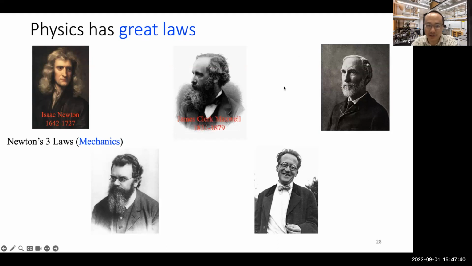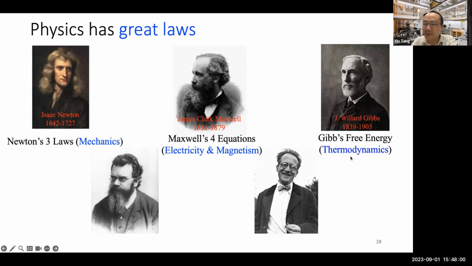Second one is Maxwell. He developed Maxwell's four equations: electricity and magnetism. Okay. Do you know who the third one is? Okay, Gibbs. He developed thermodynamics, and there's an equation about Gibbs free energy. Number four is Boltzmann. He developed the statistical mechanics of entropy, and here is the equation right on his tomb. Who is number five?